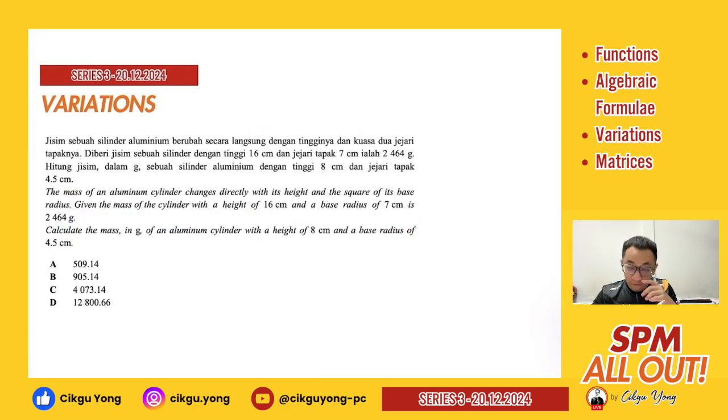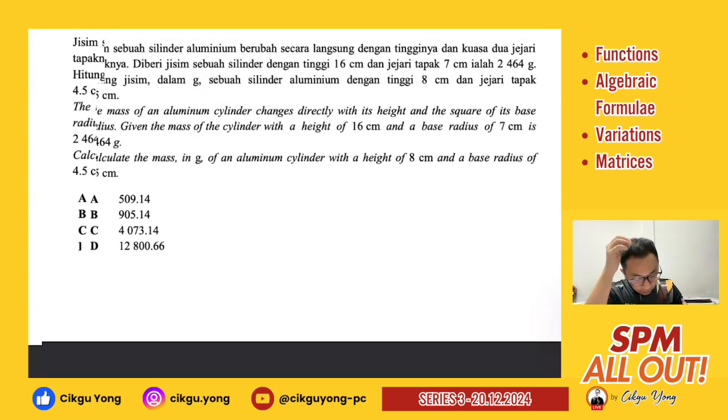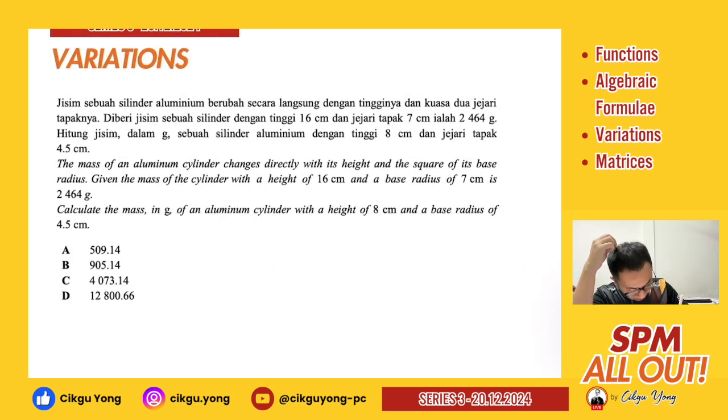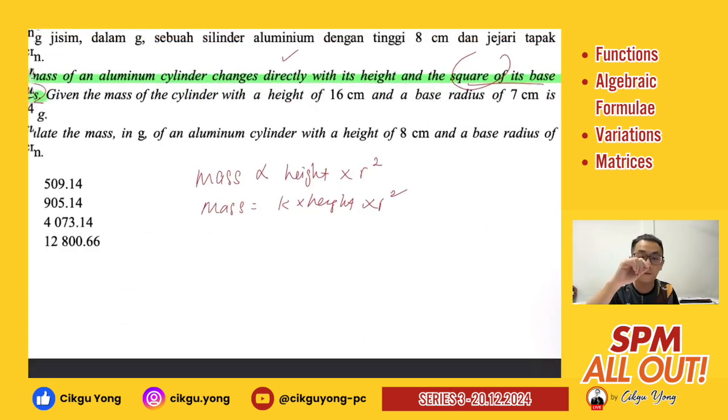Okay, one more variation question, then we will move to our matrix. Right, so the mass of an aluminum cylinder changes directly with the height and the square of the base radius. So square of radius, multiply radius square. Then you will have mass equals K multiplied by height multiplied by R square. You just put it this way if you are afraid of making mistakes.